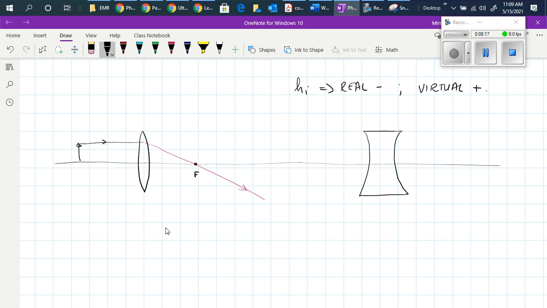Still it is the same thing. So if this is the principal axis and you have an object that is here, then parallel to the principal axis is the incident ray. Let's say that here is the focal point, and then we will have the refracted ray passing through the focal point.